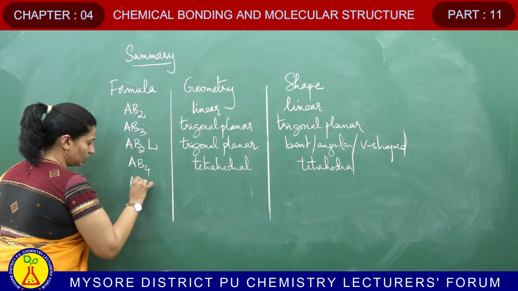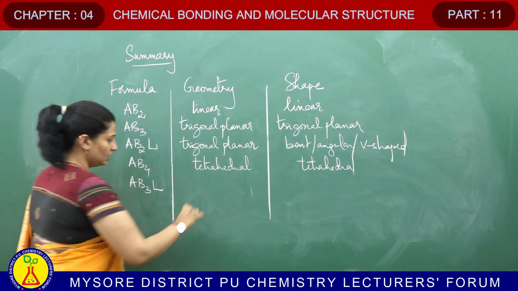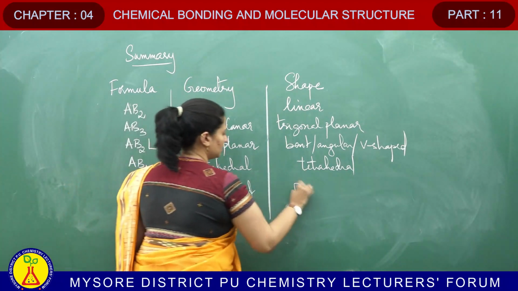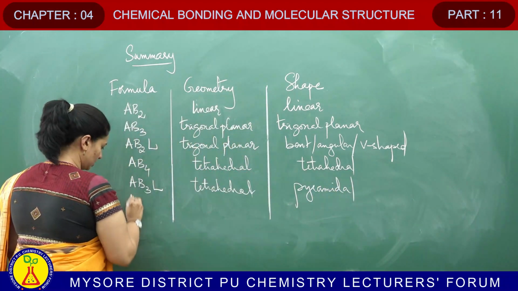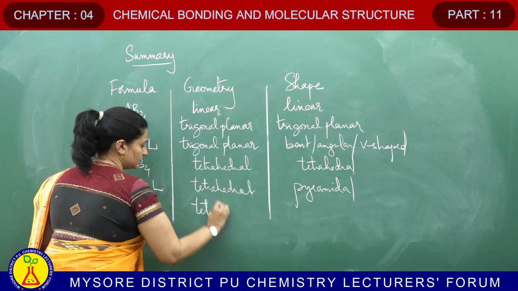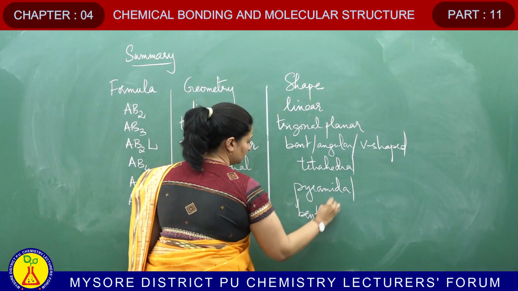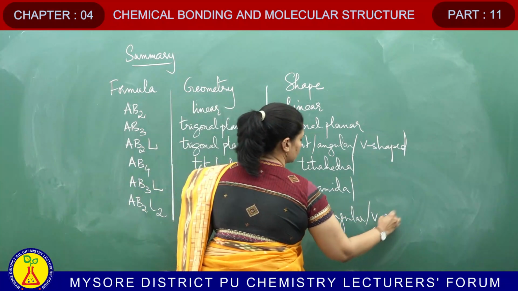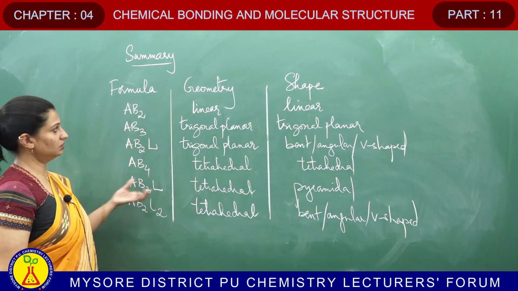If you have AB3L, as you can imagine, the lone pair will distort the geometry. So the geometry remains tetrahedral, but the shape has become pyramidal. And the last one under that category, AB2L2, where the geometry is still tetrahedral, but the shape has become bent, or as we have written earlier, angular or V-shaped. So, these are some of the formulae.